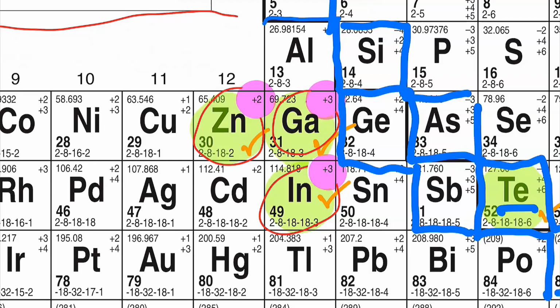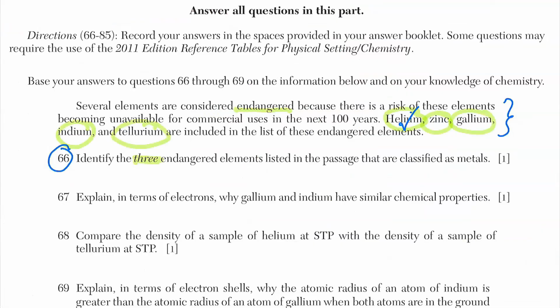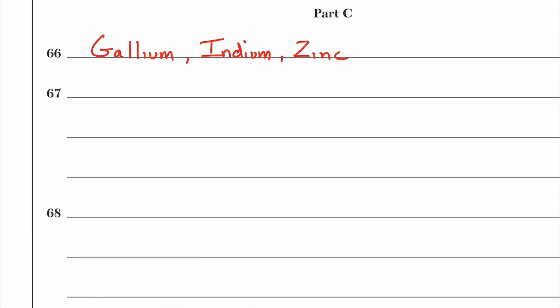So back to the question. As we said, it's going to be zinc, it's going to be gallium, and it's going to be indium. We've got to get that into the test booklet. Right, gallium, indium, and zinc. You certainly could have written their chemical symbols: Ga, Zn for zinc, and In.